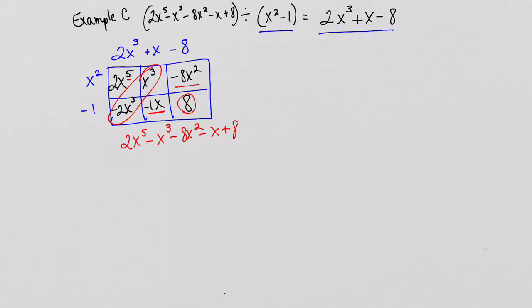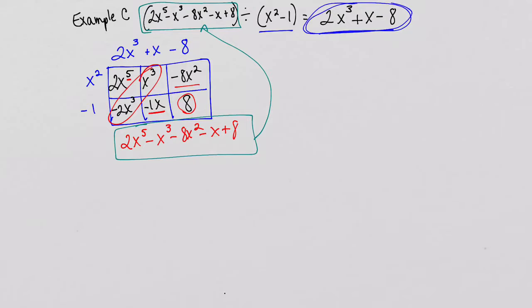Let's compare that to what we started with. If I take a look at this one right here and I compare it to that polynomial, I can see they are exactly the same, which tells me that the answer I got to my division was right. That means that this answer right here is the correct answer.